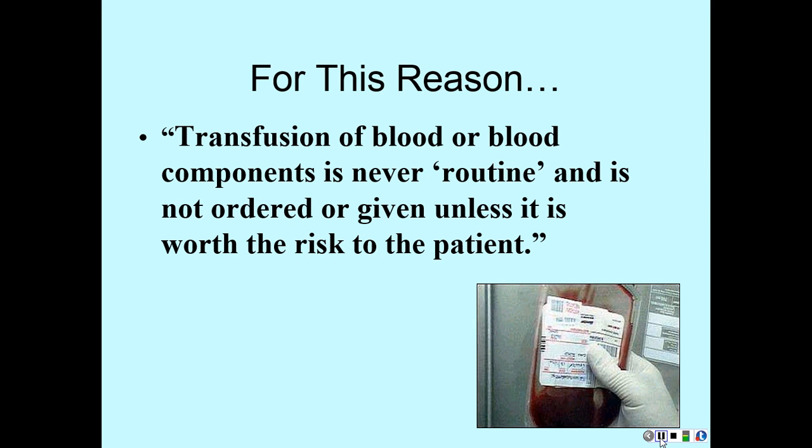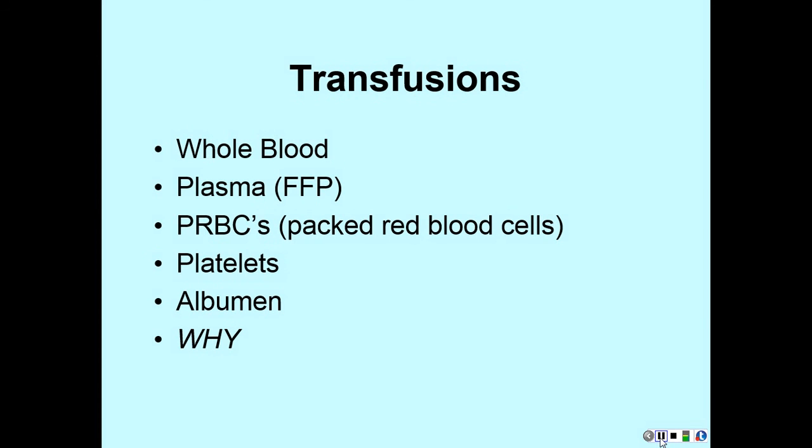So when we're talking a blood transfusion, there's different types of products that you may be giving. You may give whole blood. You may give plasma, which is usually fresh frozen plasma, FFP. You may be giving packed red blood cells. Platelets. You may give albumin.